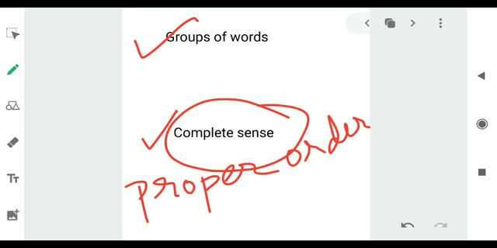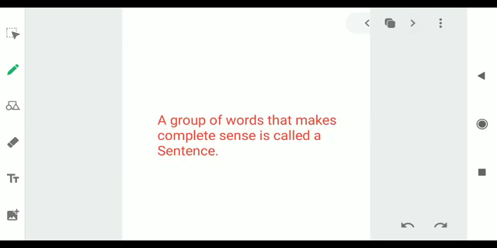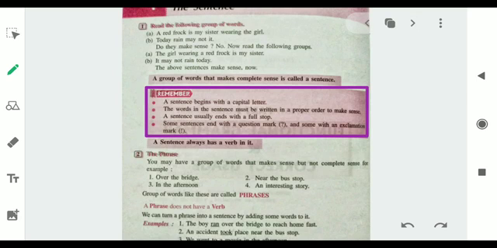So let's move to the definition of sentence now. A group of words that makes complete sense is called a sentence. I'll read it out again. A group of words that makes complete sense is called a sentence. Remember that the words should not be in jumbled form. They should be arranged in a proper sequence or order so that the reader can understand the meaning of the sentence. Let's move to our textbooks now.